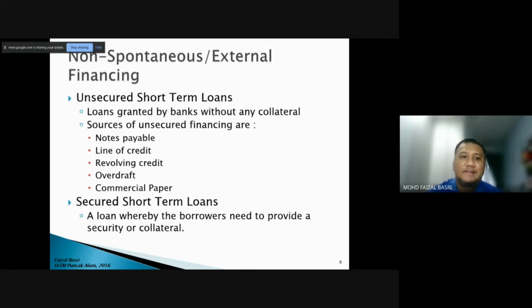As I said, for unsecured loans, they are granted without any collateral, while secured requires collateral. We have a few here. The ones that we're going to discuss later will be notes payable, which is short-term bank loans, the revolving credit, the RCA, revolving credit agreement, and commercial paper. We have a lot, like I said, but only these three that we're going to discuss in terms of how it works and how to calculate the costs.